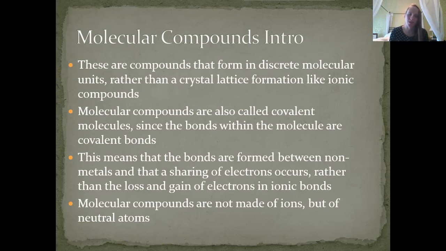Molecular compounds are also called covalent compounds or covalent molecules because the bonds inside the molecules are covalent bonds. And by that, we mean that the bonds are formed between nonmetals that are sharing electrons. So unlike ionic compounds, where you have ions form when one of the elements loses an electron and one of them gains an electron, there is no loss and gain of electrons with molecular compounds. It's all just sharing electrons in a bond. So because of that, molecular compounds are not made of ions. All of the atoms are neutral.